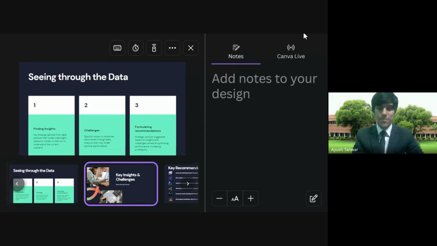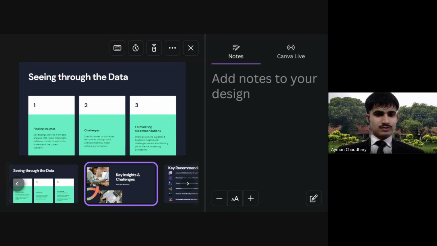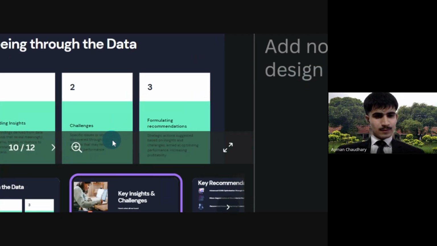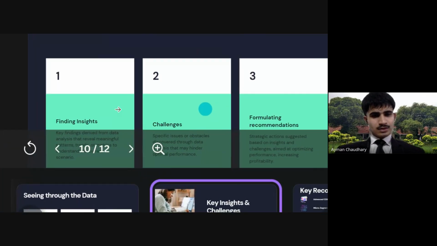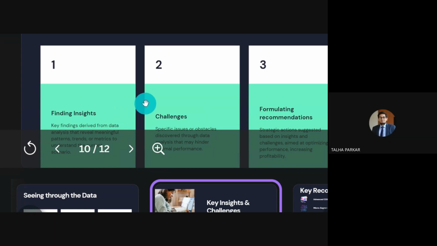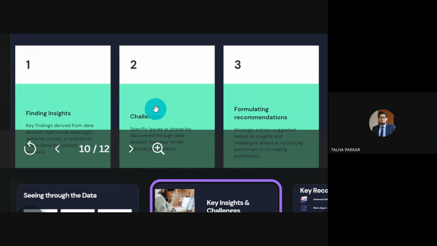Yeah, thank you, Ayush. Could you just zoom in on the present slide? No, I think you'll have to go full screen. This is not the full screen mode.